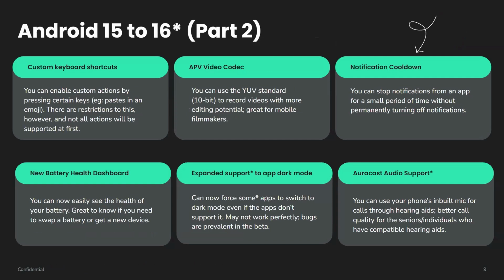There's a new battery health dashboard, so you can find out how healthy your device's battery is, whether it needs to get replaced or whether you need to get a new device altogether. There's also some extended support for app dark modes. You can now force some apps to switch to dark mode, even if the app developers themselves haven't implemented that functionality. And finally, there's AuraCast audio support for calls using hearing aids. That will depend on whether your hearing aids are compatible or not.